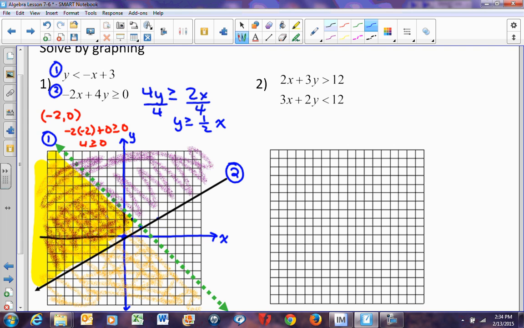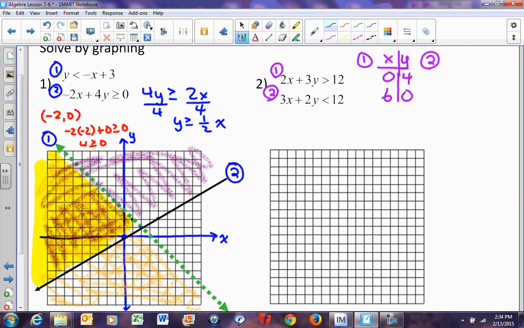Okay, the second problem here: 2x plus 3y is greater than 12, and 3x plus 2y is less than 12. I can use intercepts. Very, very simple to use intercepts here. Again, I'm going to label my equations, equation 1, equation 2. In equation 1, I use intercepts. If x is 0, I have 3y equals 12, so y equals 4. If y is 0, I have 2x equals 12, so x equals 6.